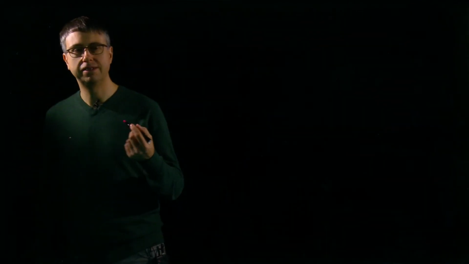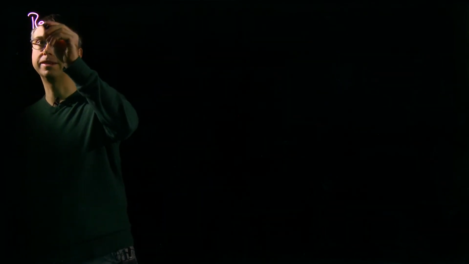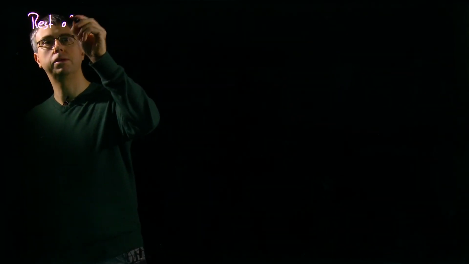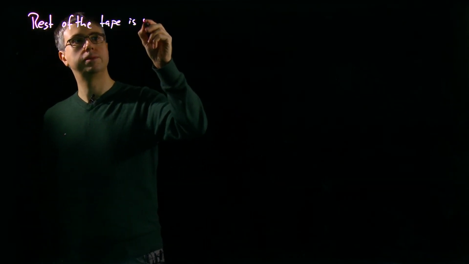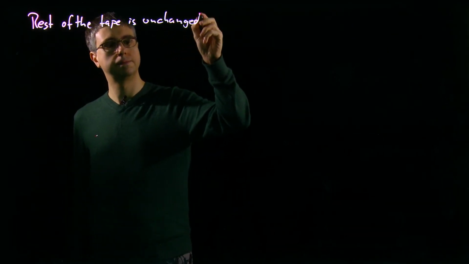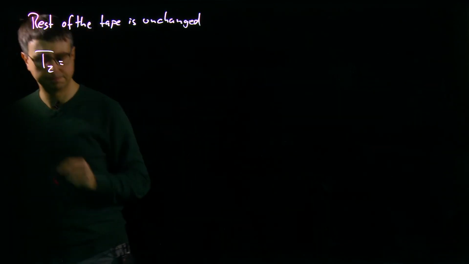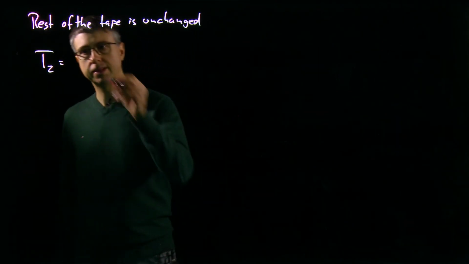So far we have specified what is changed during a transition, but like for the first formula, we have to specify what is not changed. So we have to specify that the rest is unchanged. The rest of the tape is unchanged. And I will call this formula T2, because it is the second part of the transition specification.